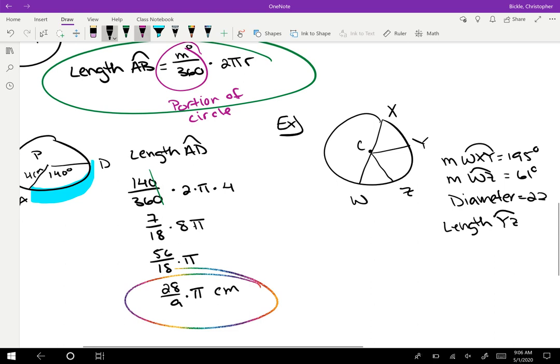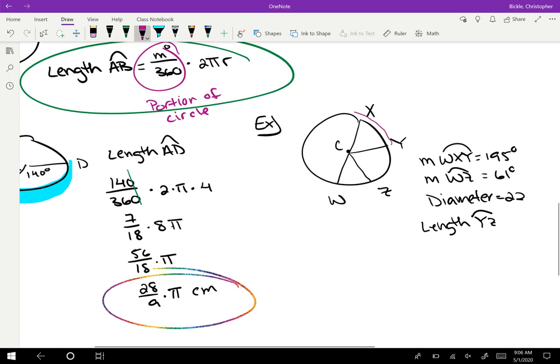All right, so I'm going to fill in these values inside. They told me WXY was 195. So if I start here at W and I go all the way around to X and all the way around to Y, that's 195. So I'm going to go 195 degrees. Now I know that it looks like it's more than that, but stuff's not drawn to scale. They told me WZ is 61. So WZ right there, that's 61 degrees.